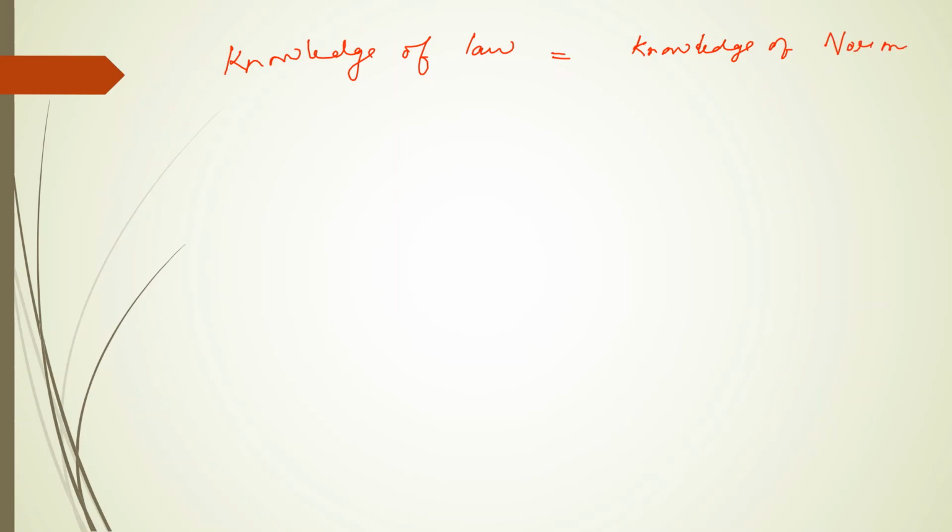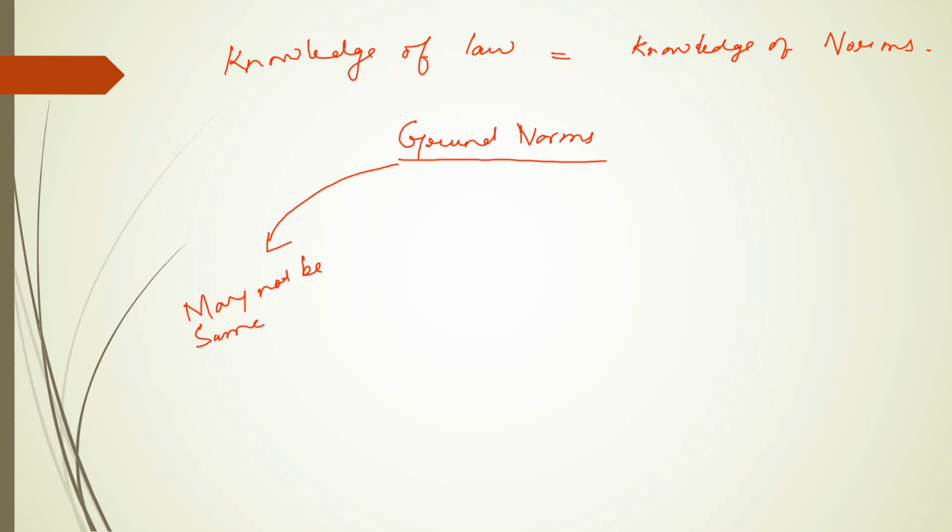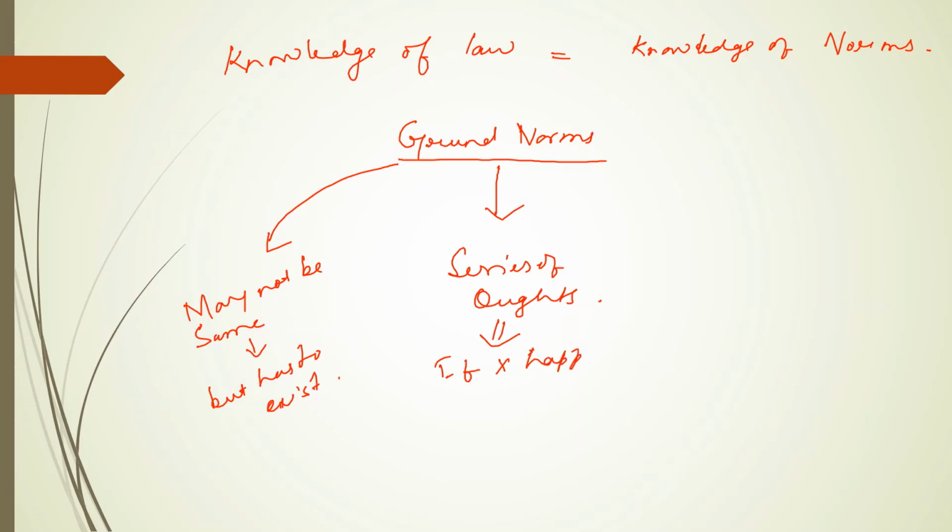Got it? So on the other hand, we can also call it, like he explained about the grant norms. This is a very important term, grant norms. He said something about this. First is, may not be same, but has to exist. Second, series of ought. For example, if X happens, Y takes place, this type of thing. And third is justification of the entire legal system.